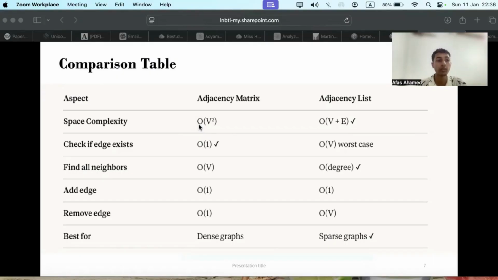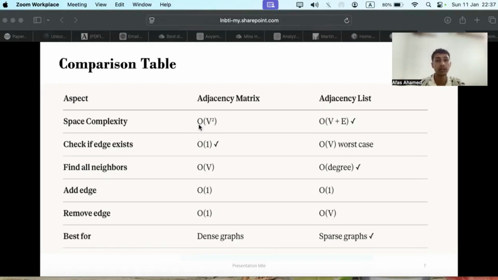The fourth comparison is adding and removing edges. Adding an edge is big O of 1, or constant time, in both cases. Removing an edge is easy in a matrix because it just sets the value to 0, but in an adjacency list it's not the case. We may need to search the list, so it can take big O of V.